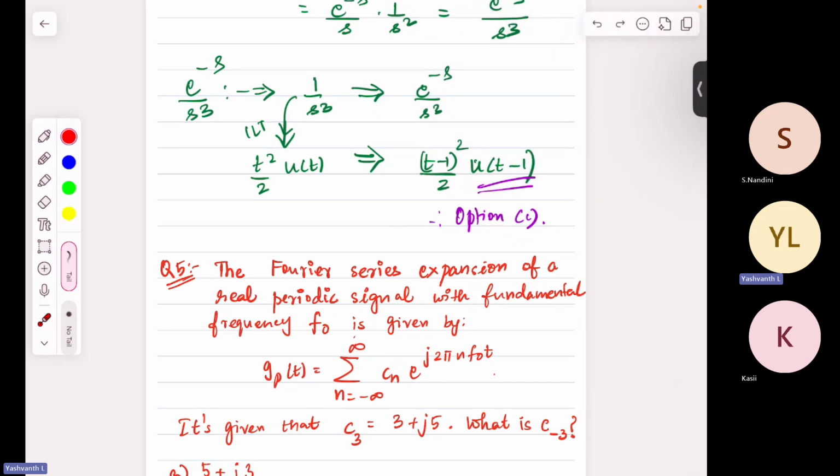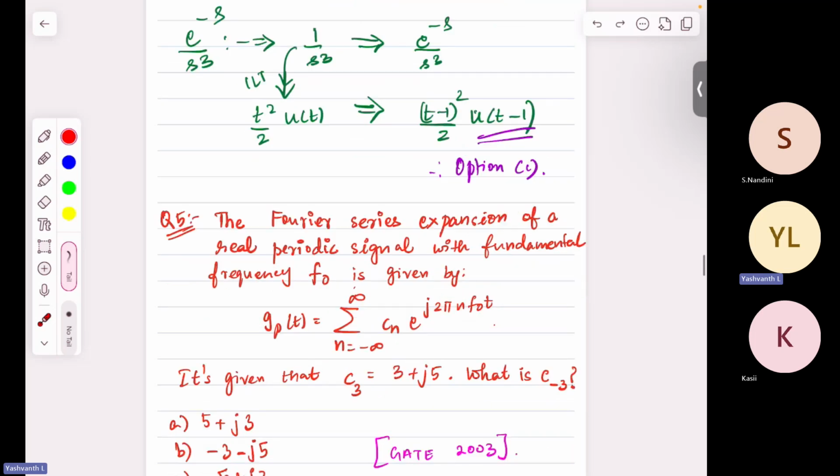The next question is as follows. The Fourier series expansion of a real periodic signal with fundamental frequency f naught is given by g_p of t equals sum over n equals minus infinity to plus infinity C_n e power j 2 pi n f naught t. We had k, but instead of k they are defining it with respect to n. That's the only difference, but both are the same. Now it's given that C3 is equal to 3 plus j5. What is C minus 3?